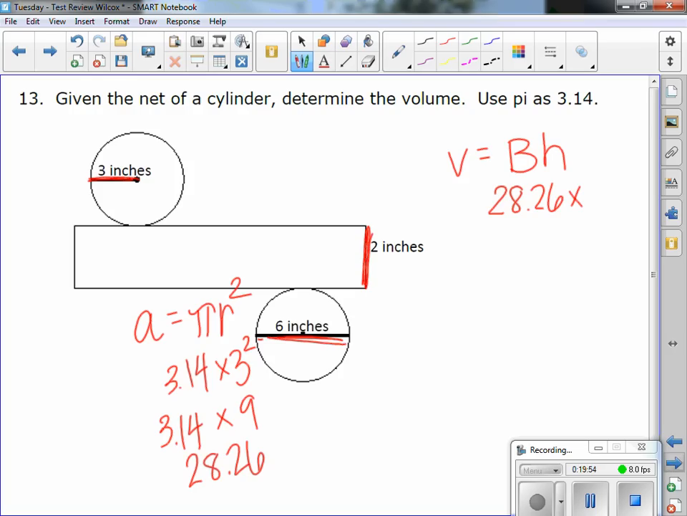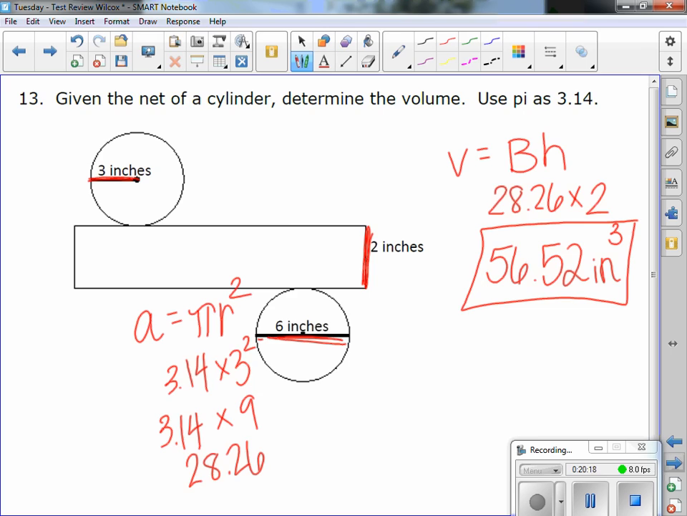If I were to fold this top circle down, the bottom circle up, and wrap my rectangle around, that would be the face of my cylinder. Think of like your label on your soup can. When you multiply 28.26 times 2, you get a total volume of 56.52 cubic, because it's volume, inches.